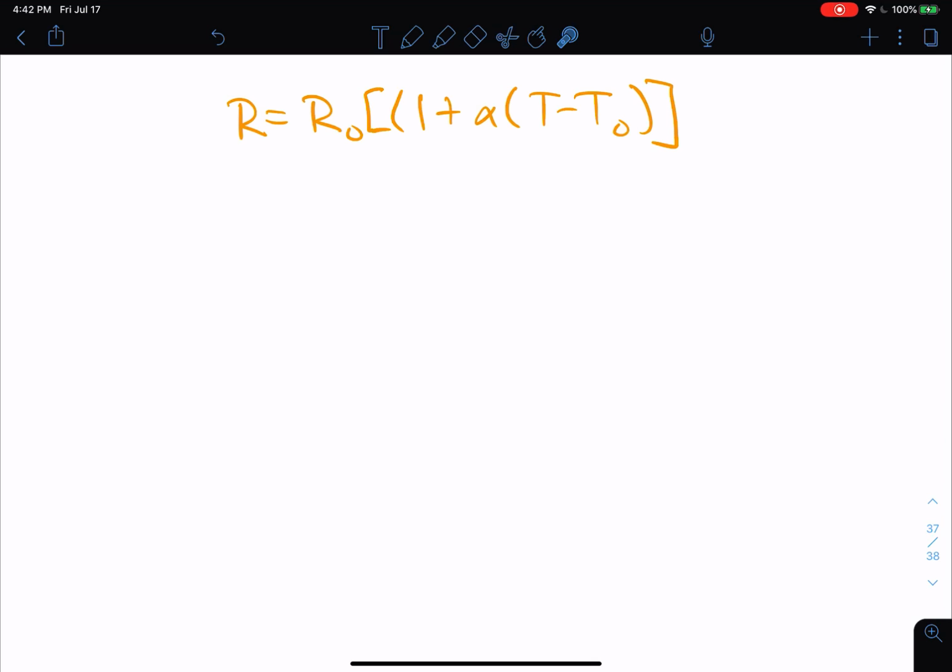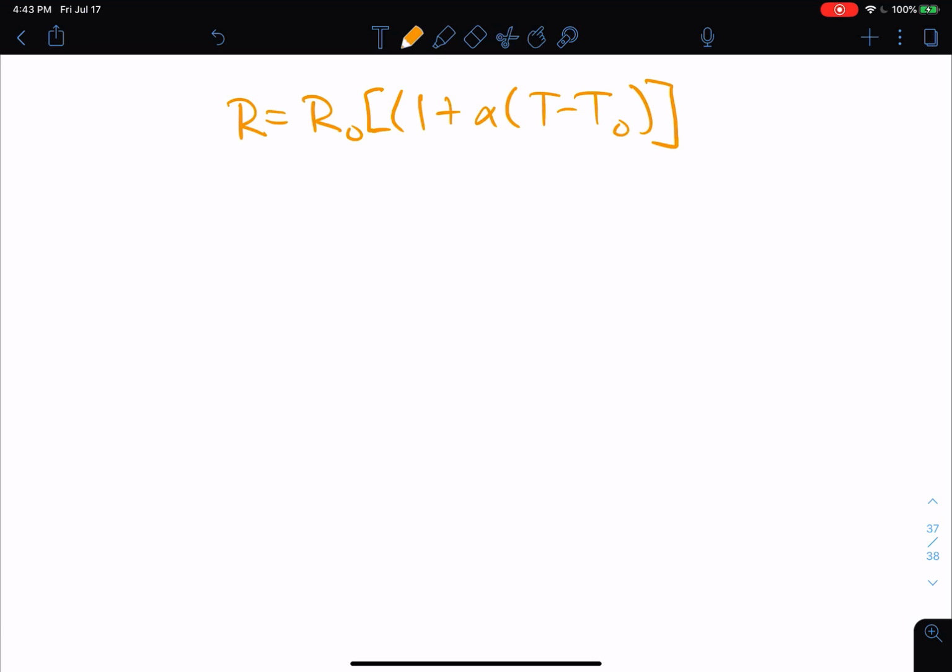Alpha is the temperature coefficient. It's determined by the material, and it is also measured at a specific temperature. Specifically, it's measured at T naught. So both R naught and alpha are measured at T naught. Sometimes they'll say alpha equals 0.005 inverse Kelvin at 20 degrees Celsius. Well, that's telling you right there that T naught is 20 degrees Celsius. Often in these measurements, T naught is 20 degrees Celsius, but it doesn't have to be. It could be any temperature. Again, it's just the temperature that alpha and R naught are measured at.